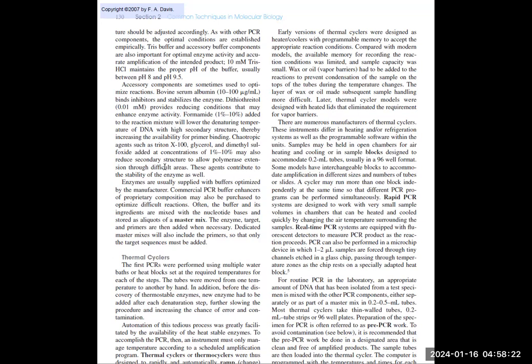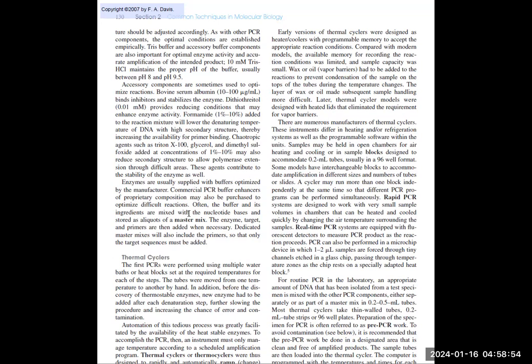So those are our accessory components. The accessory components were not mentioned earlier in the components of the PCR reaction because these are just added to achieve better PCR reactions at optimized levels. You can choose not to add them, but if you add them, they will give you something out of the ordinary. So that's with our accessory components. Okay, guys. And what else?